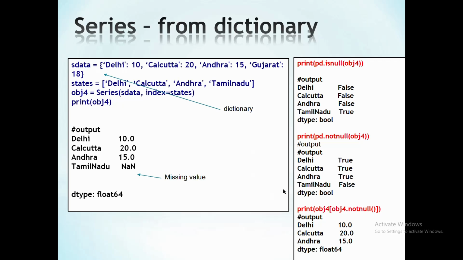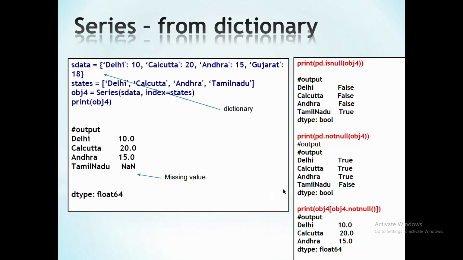So here we are creating a series from a dictionary which will hold string data types. Previously we have seen the key as a string data type. Now we are having indexing using the key values. So I have created data that represents the states of India. Delhi 10, then Calcutta 20, Andhra 15, and Gujarat 18. This is the data I am holding in the form of a dictionary.